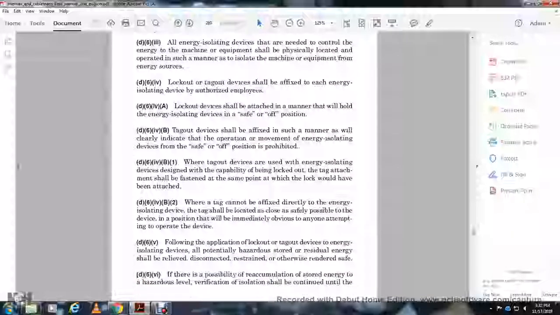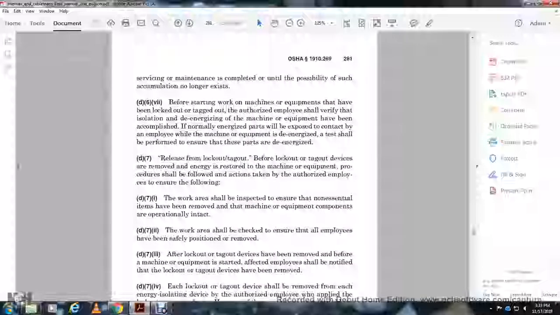Following the application of the lockout or tag-out devices to the energy isolating devices, all potentially hazardous stored or residual energy shall be relieved, disconnected, restrained, or otherwise rendered safe. If there is a possibility of reaccumulation of stored energy to a hazardous level, verification of isolation shall continue until the servicing or maintenance is complete, or until the possibility of such accumulation no longer exists.